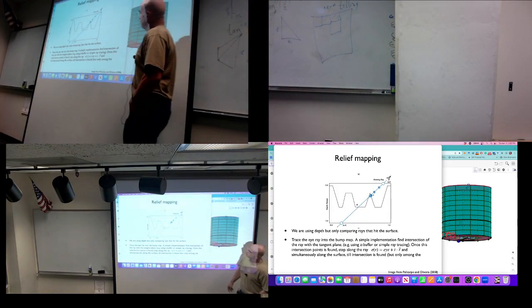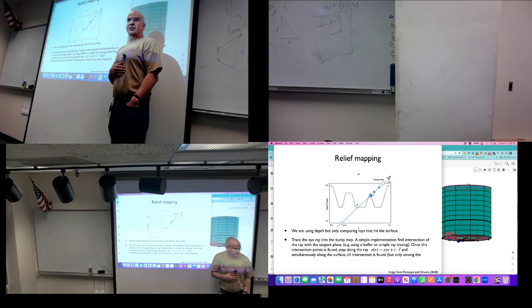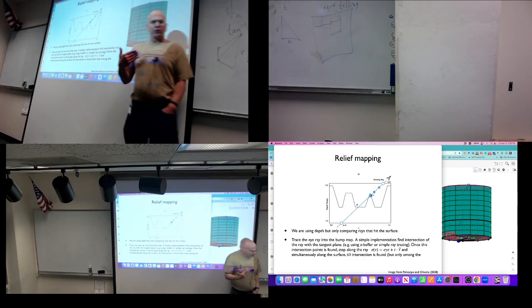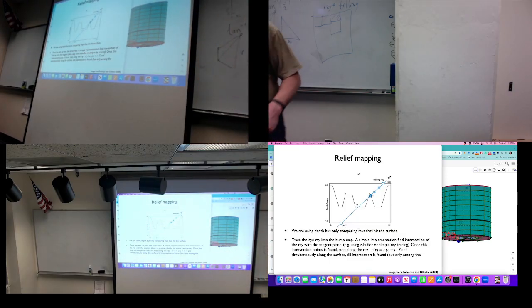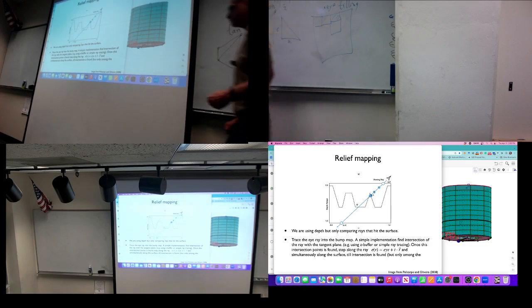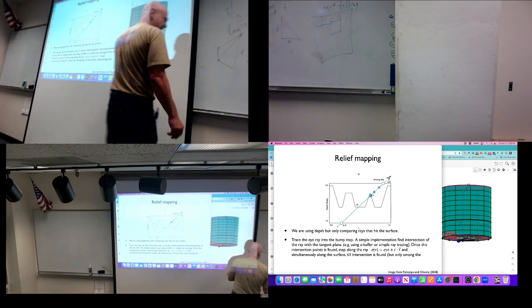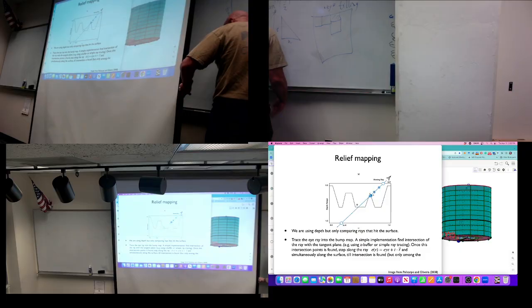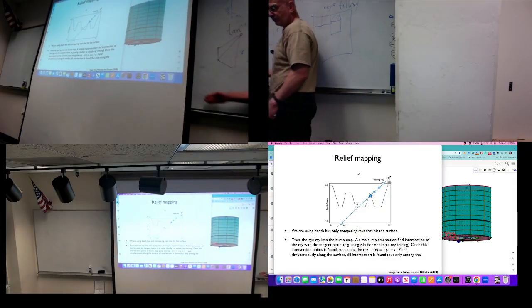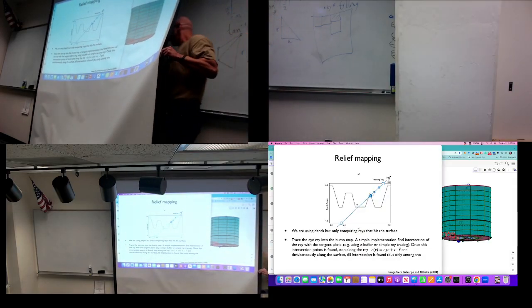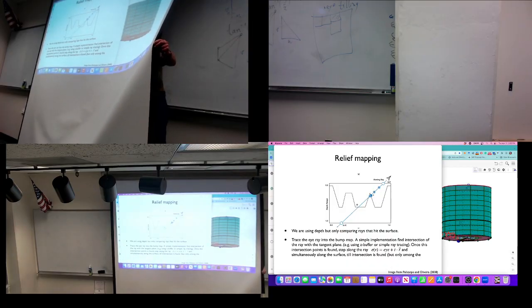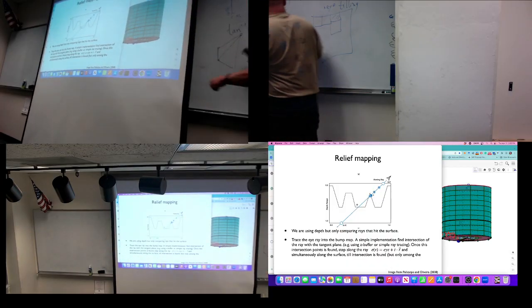So let's go a bit further. Let's go to relief map. What's the problem with only the normals? If I ignore internal hidden surface removal, that's not a big deal.